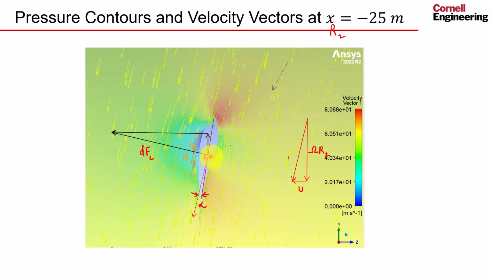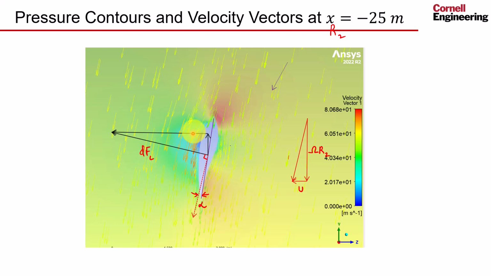So, in the limit as rotation rate becomes very large, this is going to be actually perpendicular to the plane of rotation, and this is going to become negligible. Which is why, beyond a certain rotation rate, you get a decrease in power, and that's why you have an ideal tip speed ratio.